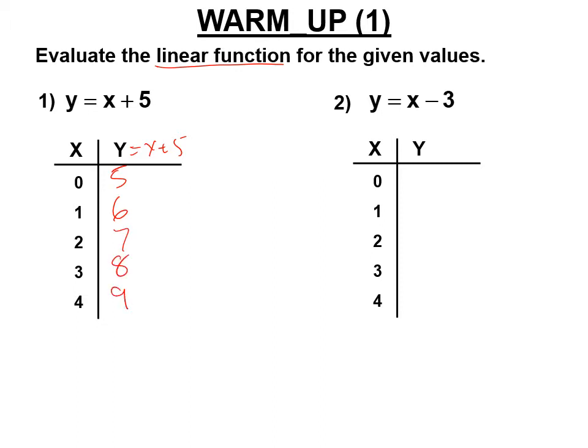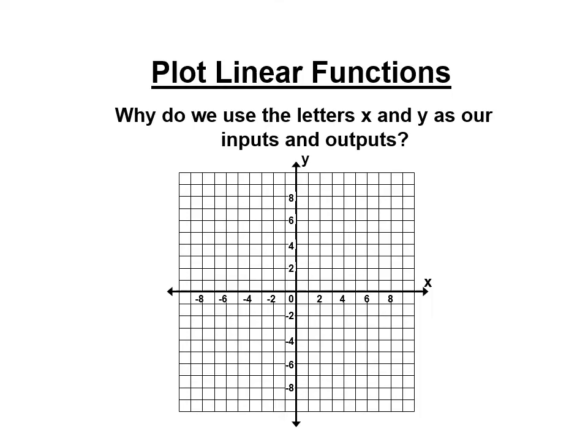Over here, we're subtracting 3. So 0 minus 3, negative 3. 1 minus 3, negative 2. 2 minus 3, negative 1. 3 minus 3, 0. 4 minus 3, 1. Remember what I said. If there's a pattern on the left, there's a pattern on the right. Okay, so that can be helpful. All right, so we're going to plot them today.